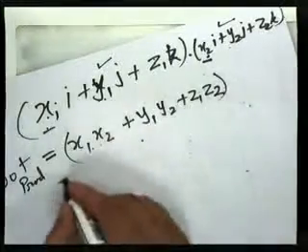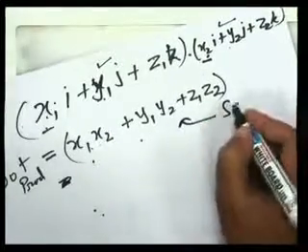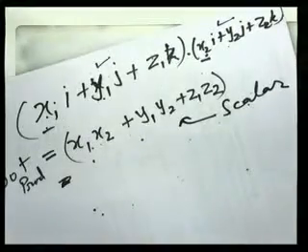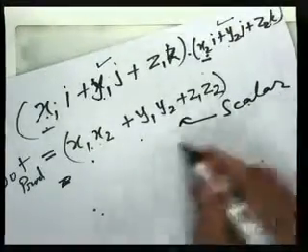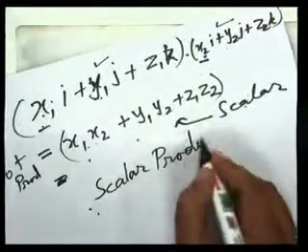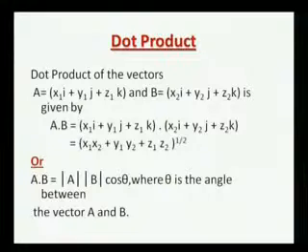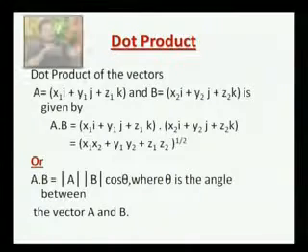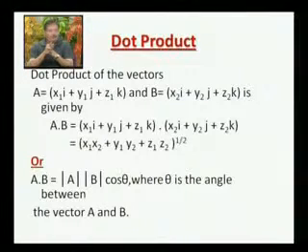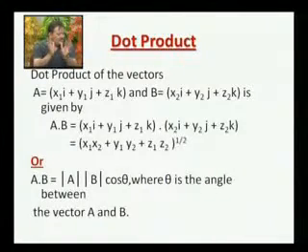This dot product is nothing but a scalar, and that is why sometimes it is called the scalar product. So look at the screen. A dot B is x1 x2 plus y1 y2 plus z1 z2. Here we have a mistake: it is not raised to 1/2, so that is not proper. It is just x1 x2 plus y1 y2 plus z1 z2, that's all.